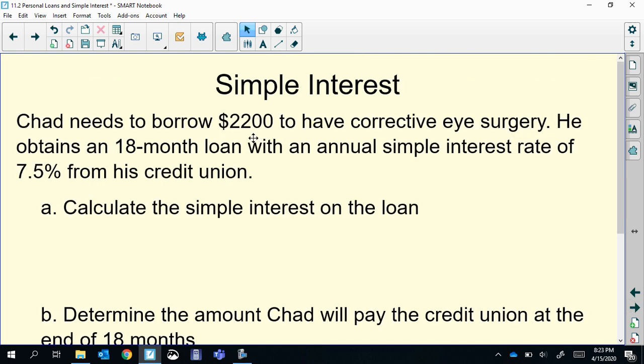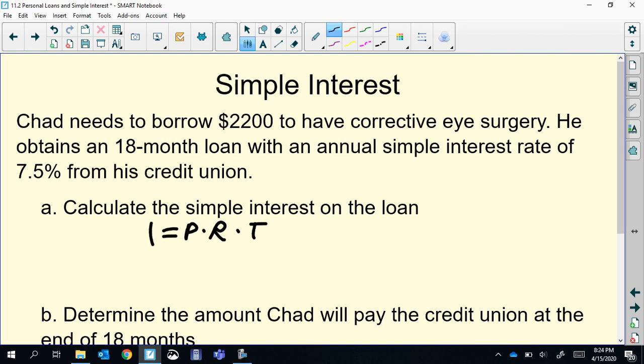So Chad needs to borrow $2,200 to have corrective eye surgery. He obtains an 18-month loan with an annual simple interest rate of 7.5% from his credit union. Calculate the simple interest paid on the loan. Interest equals principal times rate times time.